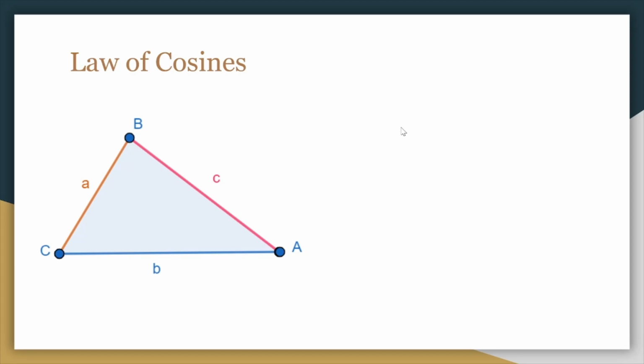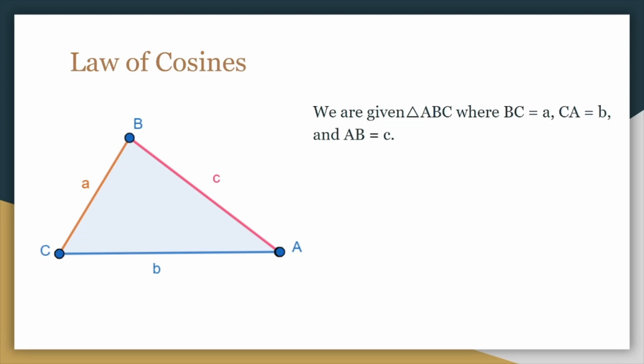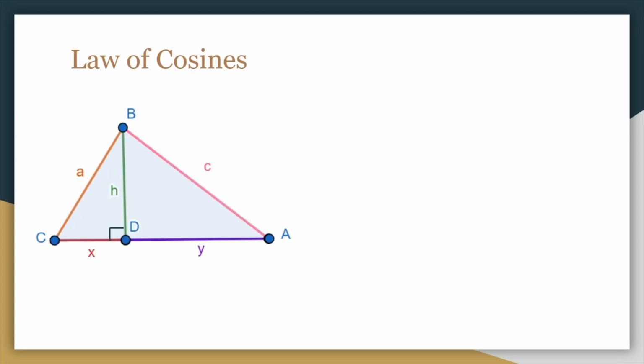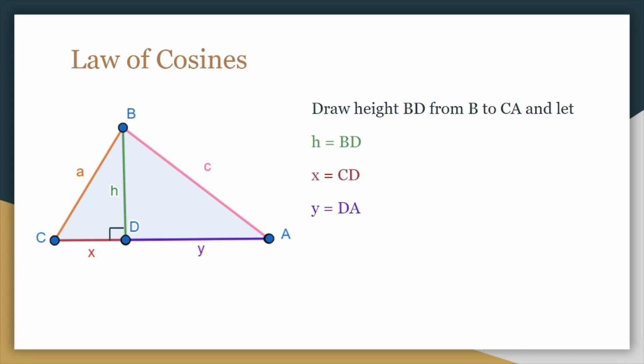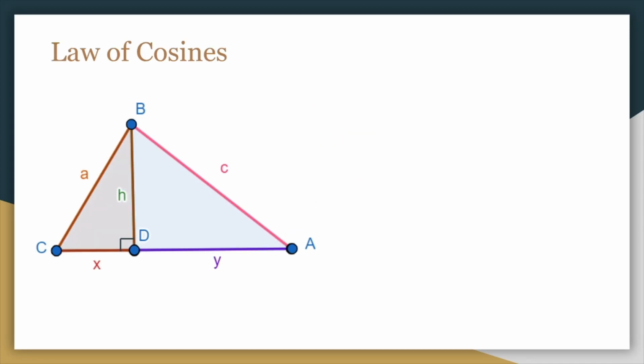To prove the law of cosines, we'll start out with triangle ABC, where BC equals A, CA equals B, and AB equals C. We want to show that C squared equals A squared plus B squared minus 2AB times cosine C. So we're going to draw height BD from vertex B to CA, and we'll let H equal BD, x equal CD, and y equal DA. And this gives us right triangles BCD and ABD.